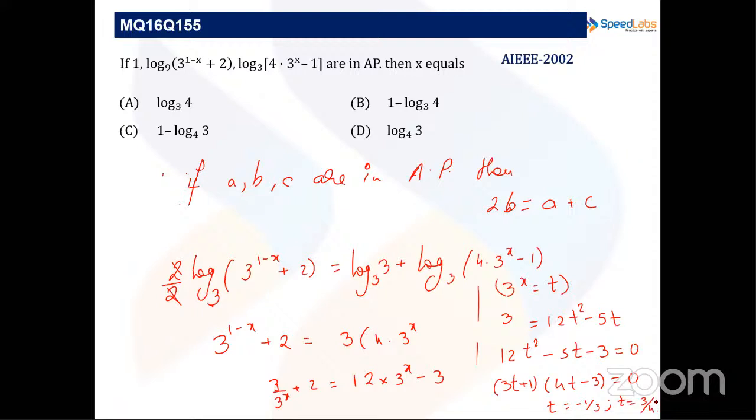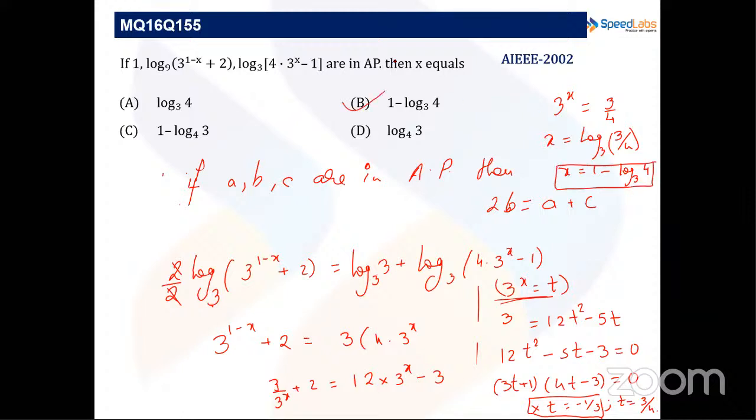Now 3 to the power x cannot be negative, so t cannot be equal to minus 1 by 3. This implies the value of t is 3 by 4. So 3 to the power x is equal to 3 by 4. This implies x is equal to log 3 by 4 to the base 3, that is x is equal to 1 minus log 4 to the base 3. So the correct answer we are getting here is B. Yeah, good. So let's move to the next question.